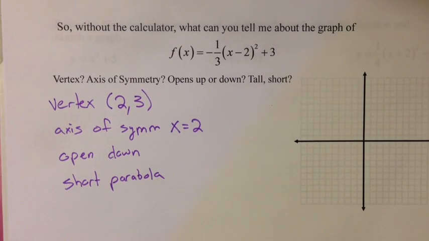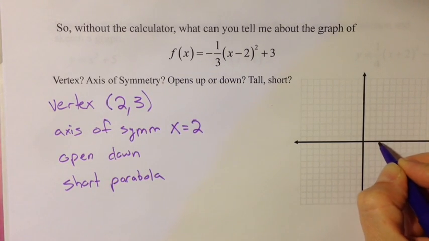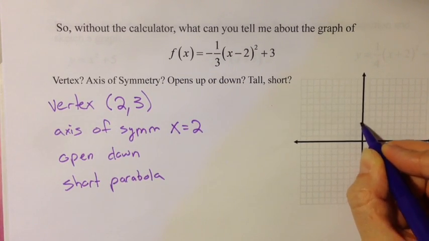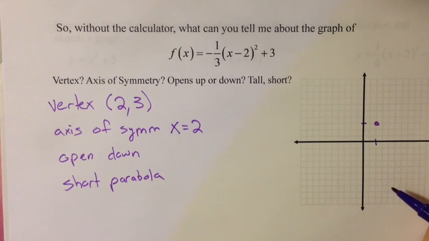Finally, let's go ahead and make a sketch of this thing without using a calculator. I'll start by putting down all of the information that I currently know. I know that the vertex occurs at 2, 3. So x is 2, y is 3. There's my vertex. I know that this opens down and that it's sort of short and fat. But I can do a better job than that. I'm going to make a table of values, fill in some numbers, and then plot those points.